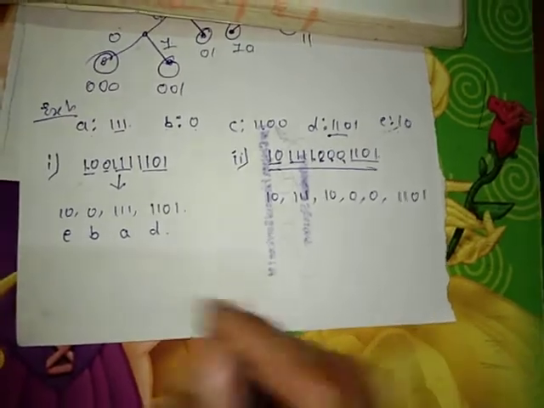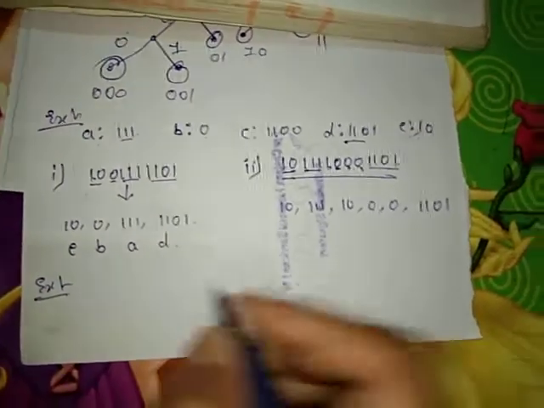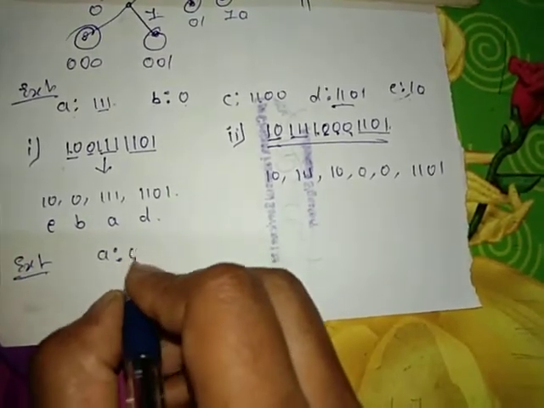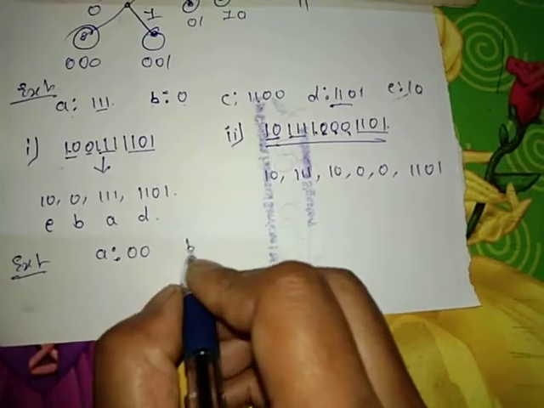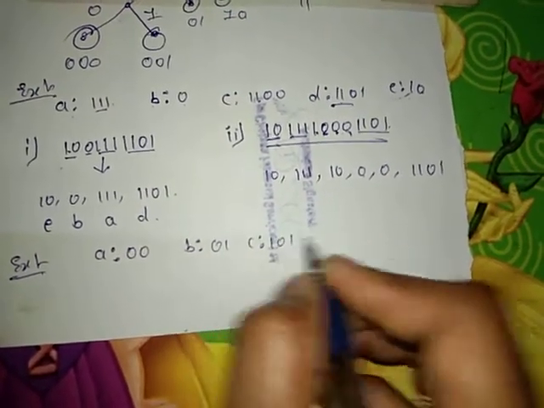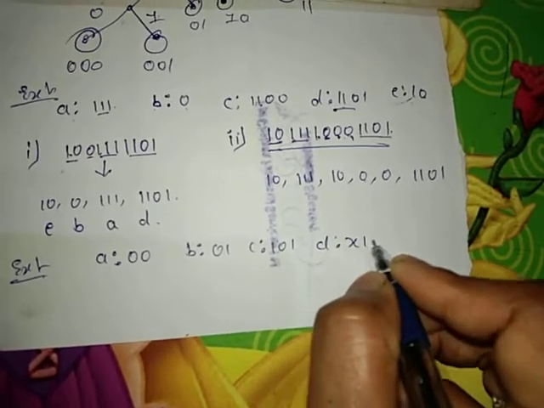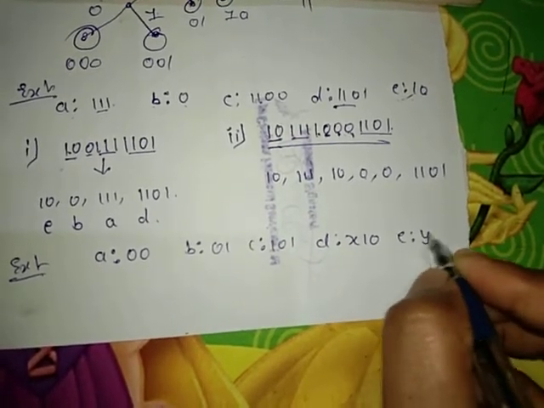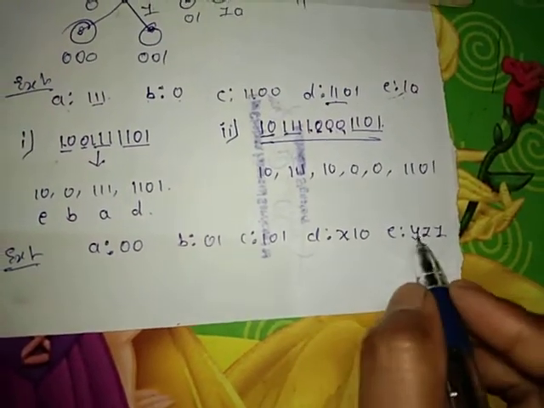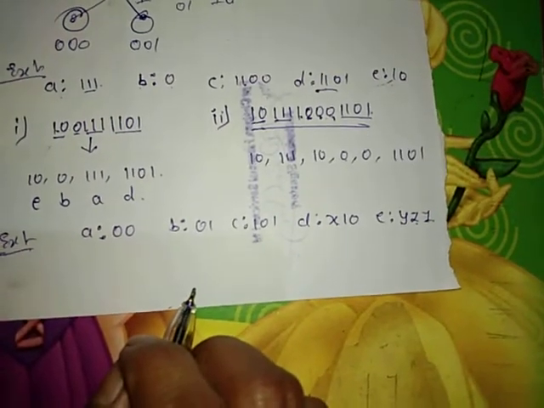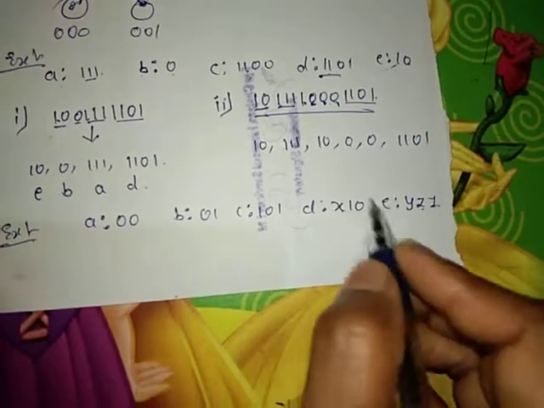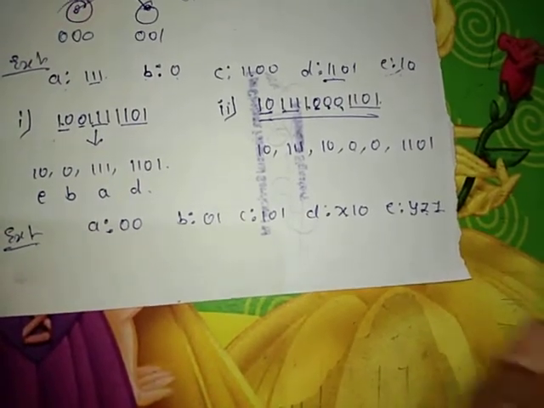So now the next example is, we have a code for the words. For the A we have a sequence 0 0, for the B 0 1, for the C 1 0 1, for the D X 1 0, for the E Y Z. According to the rules of the prefix codes, what may be the values for X, Y, Z here? What way can we give the values for X and Y? We already know that for the sequence we can assign only a 0 or 1.